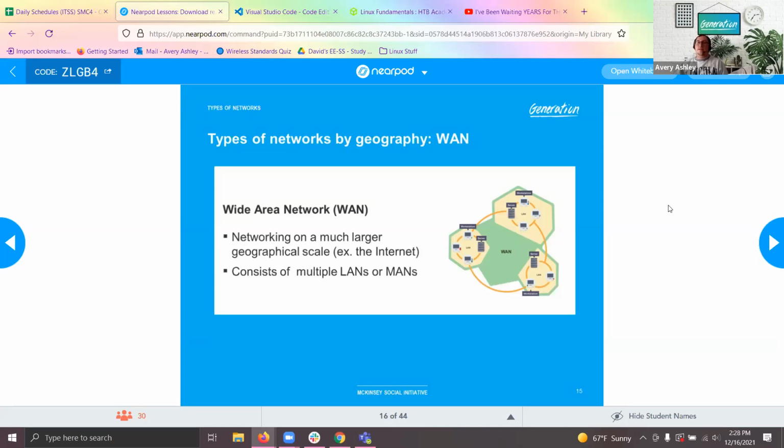This is where we're able to connect to other networks on a large geographical scale, and it's a connection of multiple LANs or MANs. So it's a connection of multiple smaller networks is the best way to think about it.